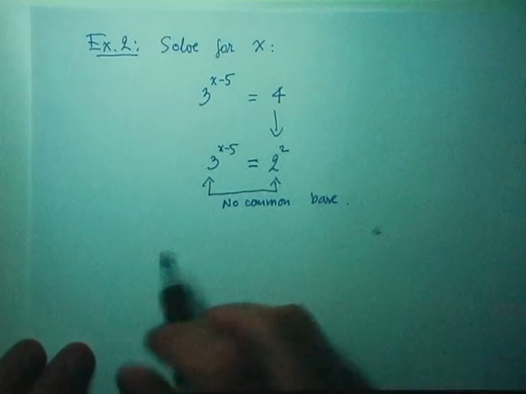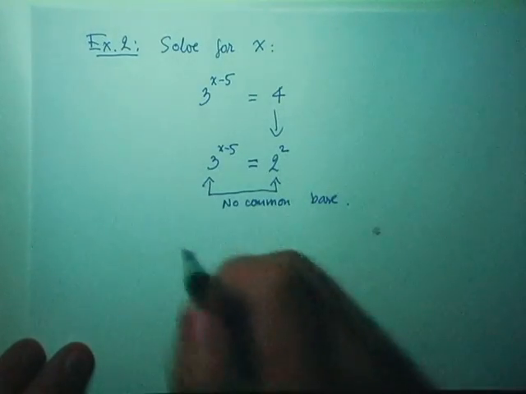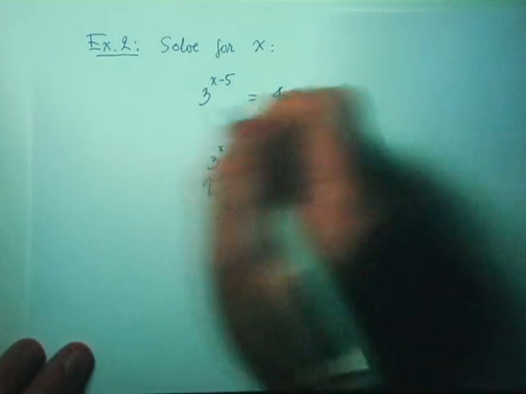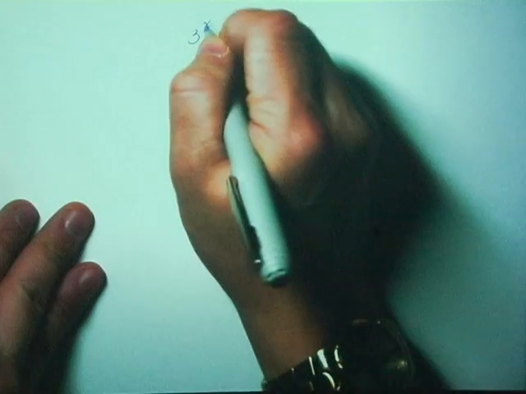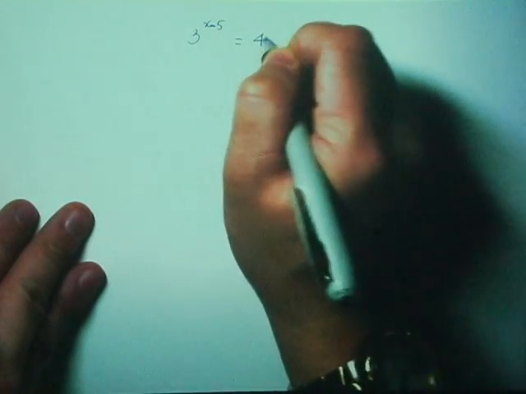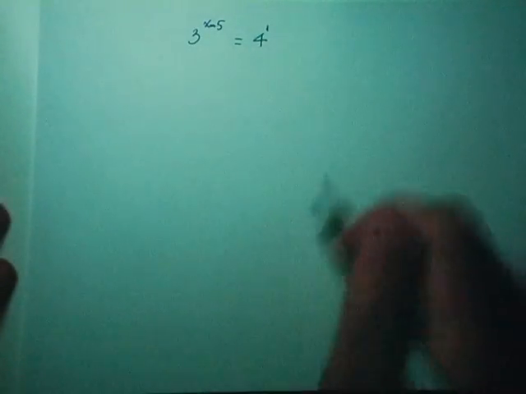So the situation now is that we are back right at the beginning of the problem. Let's start from scratch one more time. 3 to the x minus 5 equals 4. Now you can treat 4 here also as 4 to the power 1. I'm just keeping things simple here. And so once again, we're not having a common base.